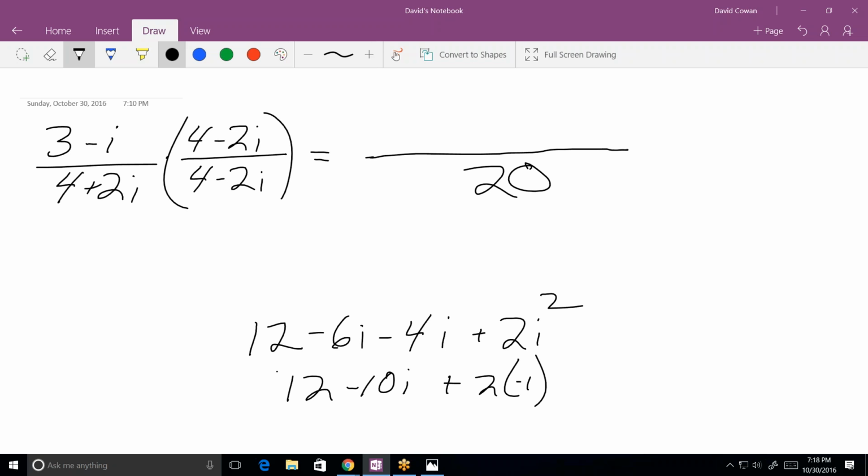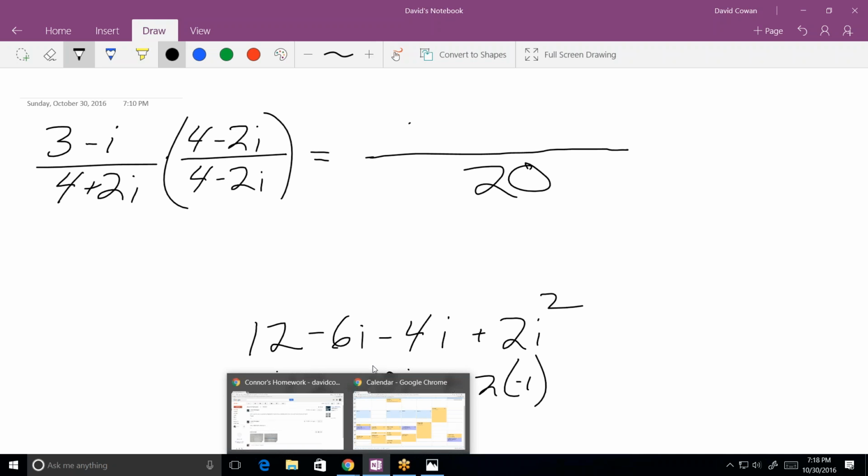So would that be 10? Uh-huh. Minus... So now we got 10 minus 10i in the numerator, right? Yes. Okay. Now I can still reduce that. In other words, I can divide top and bottom by 10. So I get 1 minus i, all over 2.